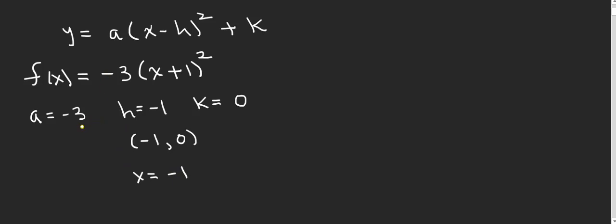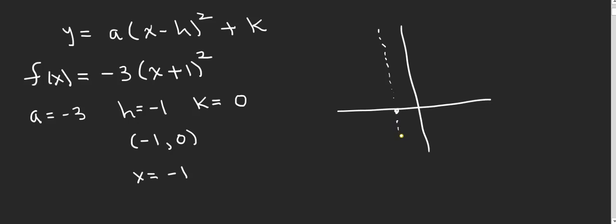Again, the parabola will go downward because a is negative. So how can we sketch the parabola? I hope I do a better job this time. So the vertex is negative 1, 0, which is about over here. And this is the axis of symmetry. And it's going to go downward.